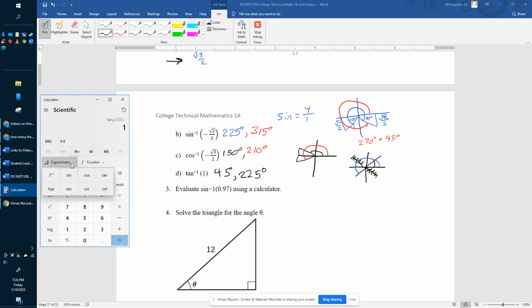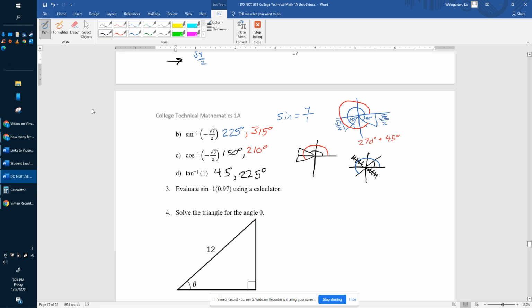Let's evaluate inverse sine of 0.97 using a calculator. I'm not entirely sure my calculator does inverse sine, so I'm going to pull out my calculator that you can't see and use that instead. I'm using a TI-84. In our inverse sine, you hit second sine, 0.97, and you get 75.93 degrees.